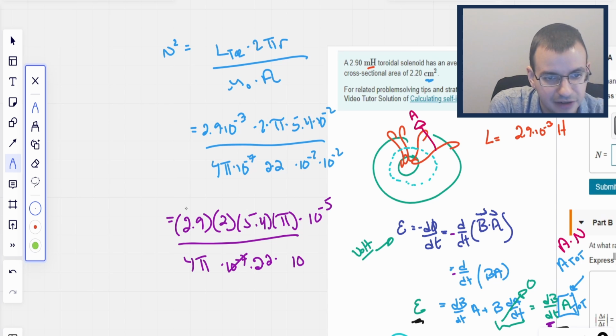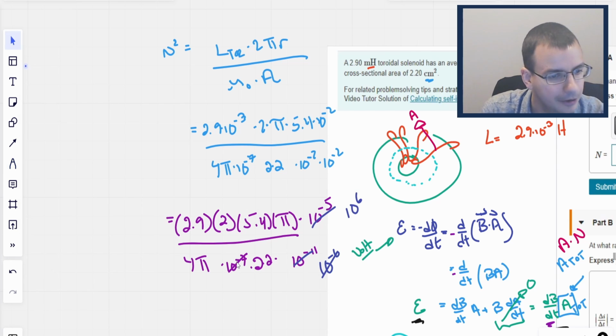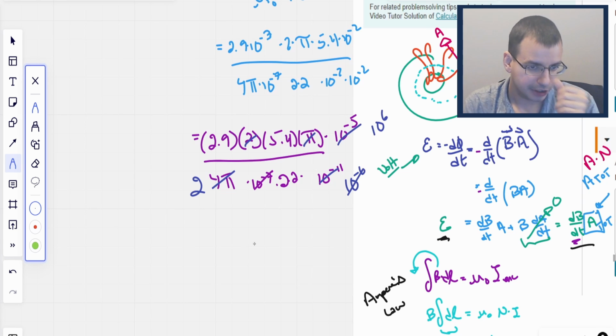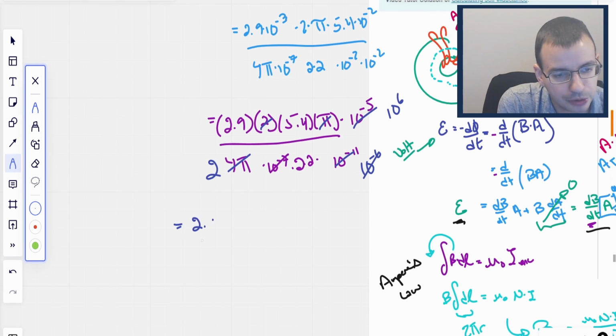I'm going to cross out the negative 7. Negative 7 and 4 is negative 11. This becomes 10 to the negative 6, which is 10 to the 6 up top. I know, lots of math, might not be worth it. We'll see. So now I'm going to rewrite this one more time. So we have 2.9 times 5.4 divided by 2 times 2.2, which is 4.4, times 10 to the 6th.